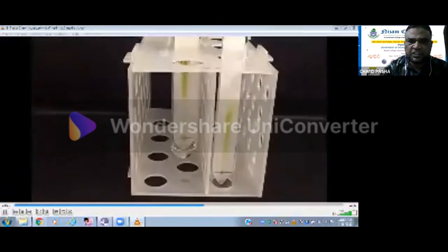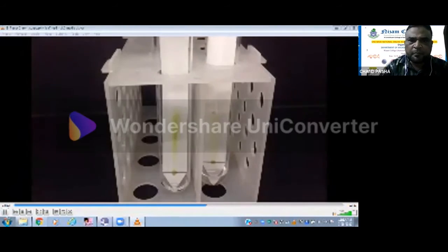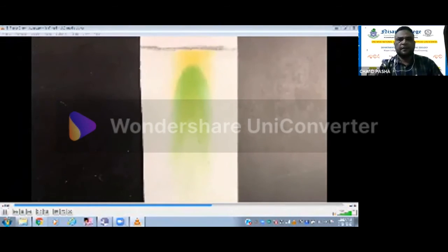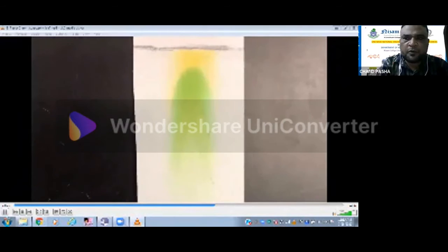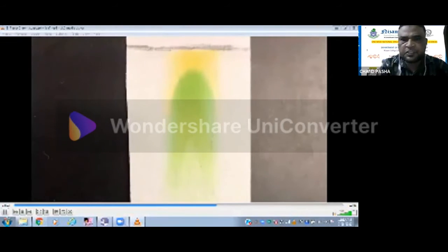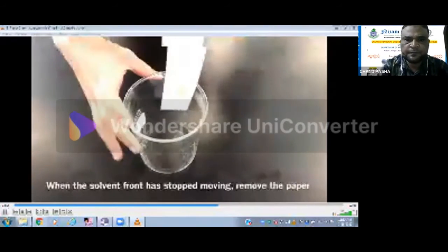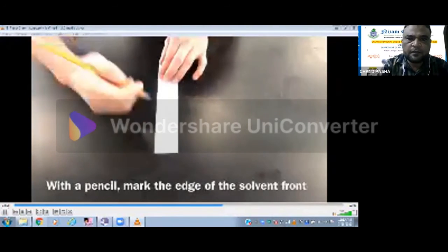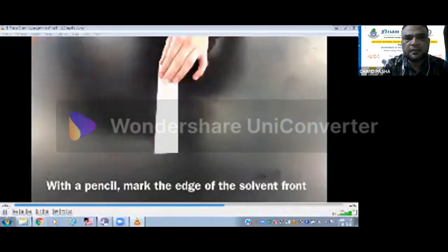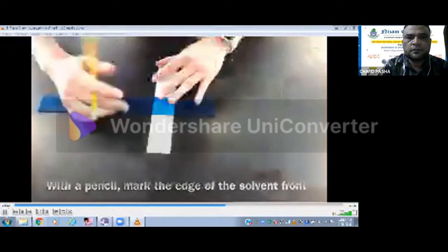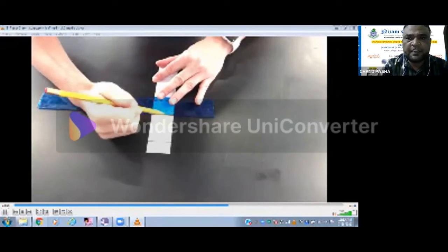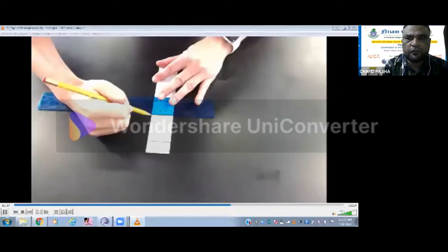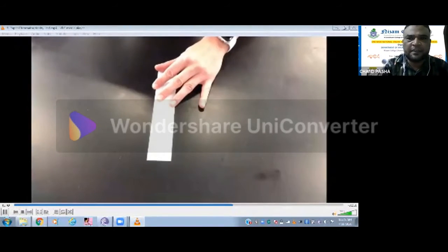And once the migration is over, immediately mark till which point the solvent has been migrated, because this is very important to find out the RF value, retention factor, immediately. Because if you are making delay, see, that is the point. If you are delaying, it will be dried otherwise. You will not be able to know till which point the solvent has been migrated.